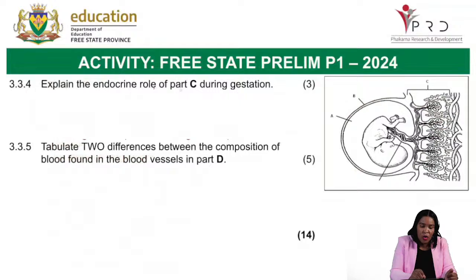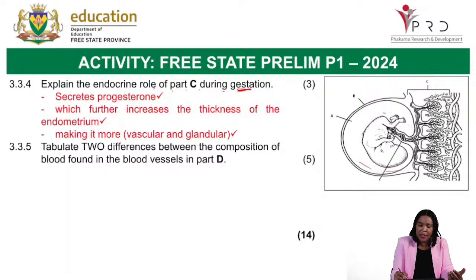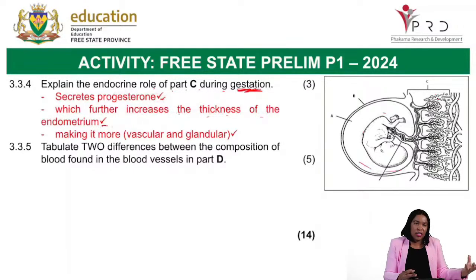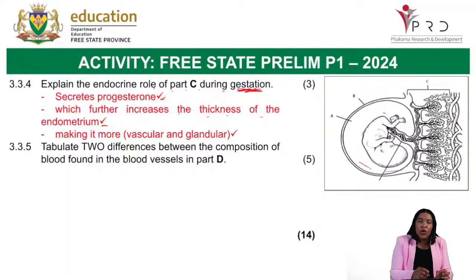Explain the endocrine role of part C during gestation. So part C, what does it do? What does it help with during this process of gestation or during pregnancy or during the process where the baby is kept inside the uterus for development? That is your gestation period. Remember, it is going to secrete progesterone. We've just spoken about that. It is going to secrete progesterone, which further increases the thickness of the endometrium because we want to maintain this pregnancy. We said not only the corpus luteum is going to secrete progesterone, but now we are also adding that even the placenta is secreting this progesterone that is going to help maintain pregnancy and then making it more vascular and glandular, so it becomes more.